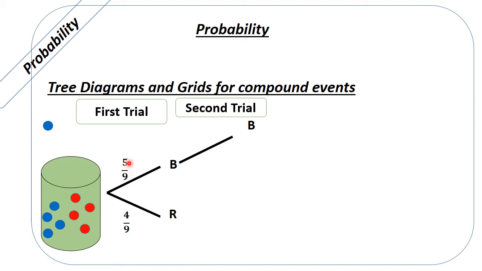There were 5, now 1 is out, so there are 4. And the total number of balls were 9. Since 1 is out, there are 8. So we have 4 over 8.